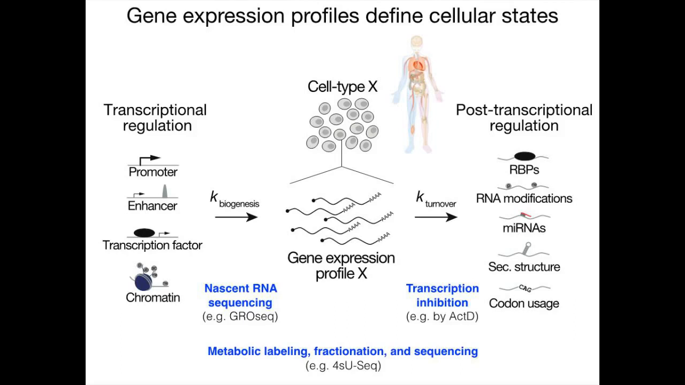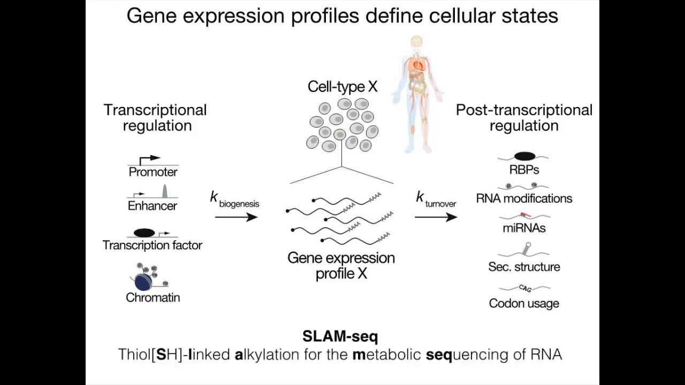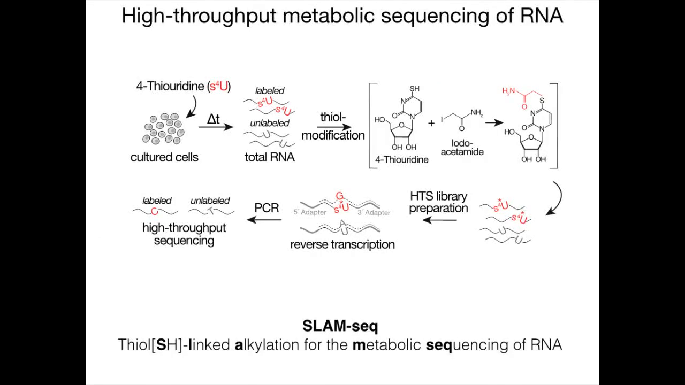Now, to overcome these limitations for measuring the intracellular kinetics of RNA transcription and turnover, we have developed a novel protocol which we refer to as Thiol-linked alkylation for the metabolic sequencing of RNA, or in short, SLAMseq. Now, how does SLAMseq work? So we employ the well-established metabolic labeling strategy employing the nucleotide analog 4-thiouridine, which, as I've mentioned, is readily taken up by cultured cells and incorporated into newly transcribed RNA.